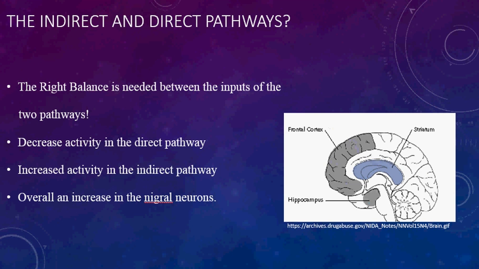The direct and indirect pathways. The balance between the inputs of the direct and indirect pathways through stimulation of dopamine D1 and D2 receptors is essential for the controlling of movement.